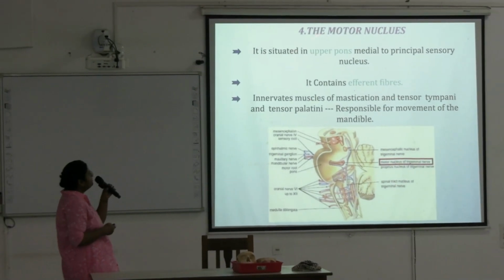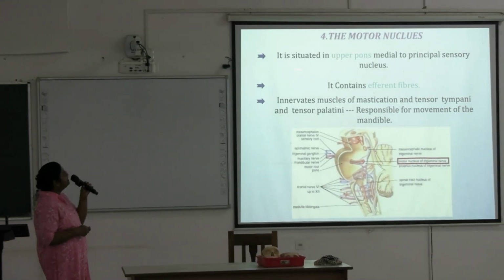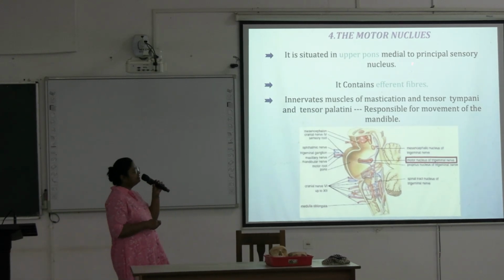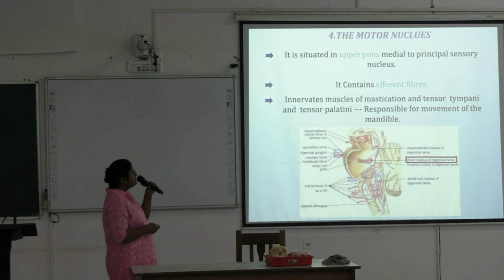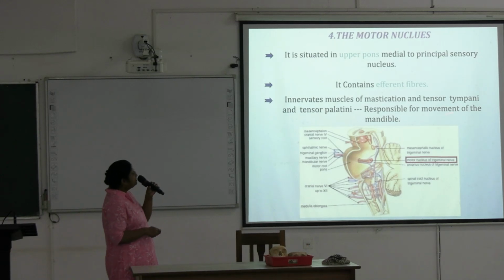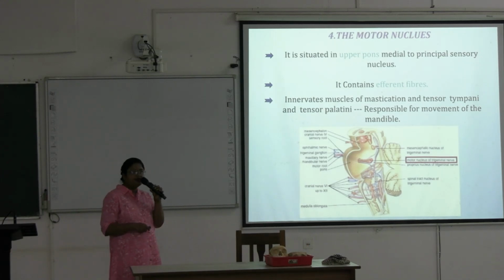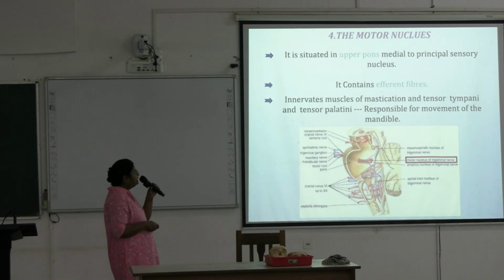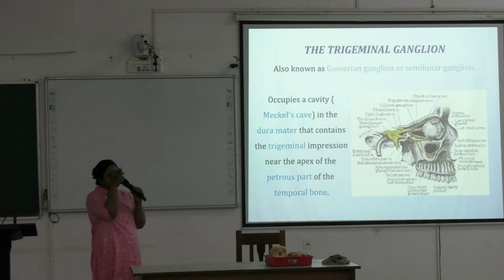Next we go to the motor nucleus. It is situated in the upper pons medial to the principal sensory nucleus, and it contains the efferent fibers. It innervates the muscles of mastication, tensor tympani and tensor veli palatini, and responsible for movement of the mandible during mastication and others. So see here, this is the location of motor nucleus of the trigeminal nerve, and it is joining the mandibular division. Next we go to the trigeminal ganglion.